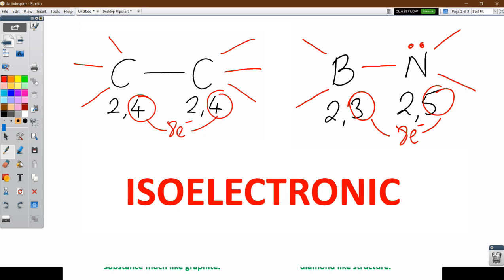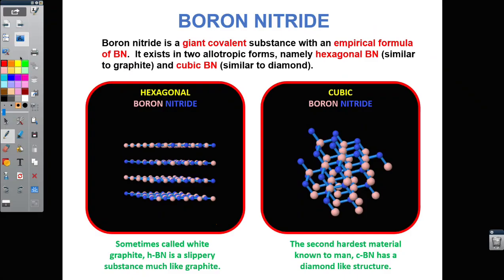We would say that boron nitride and graphite are isoelectronic to each other. That is, they have the same number of bonding electrons. So as a result, we tend to get structures which are very similar to each other. That's why we get this graphitic-like boron nitride and this diamond-like boron nitride, just as we do with carbon.